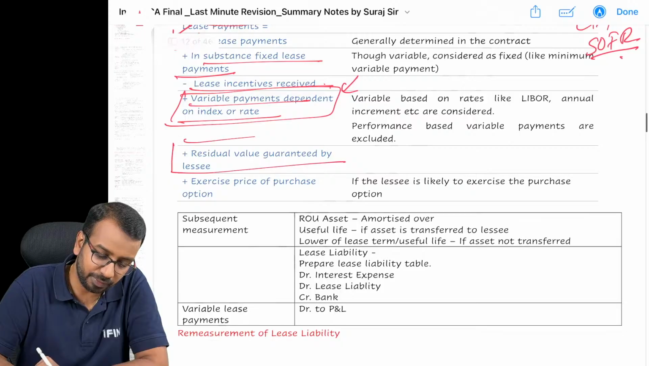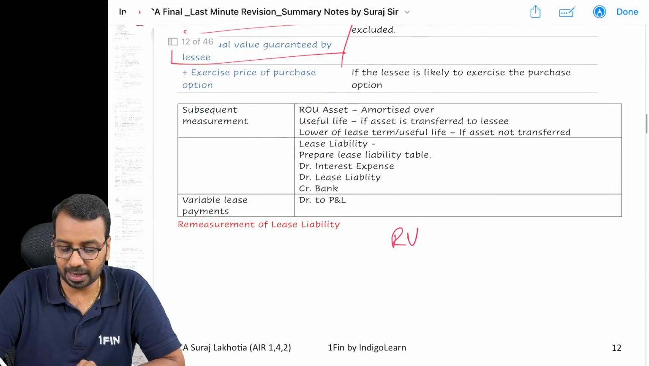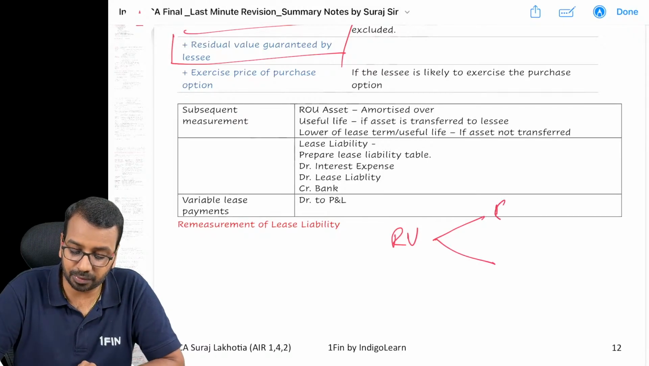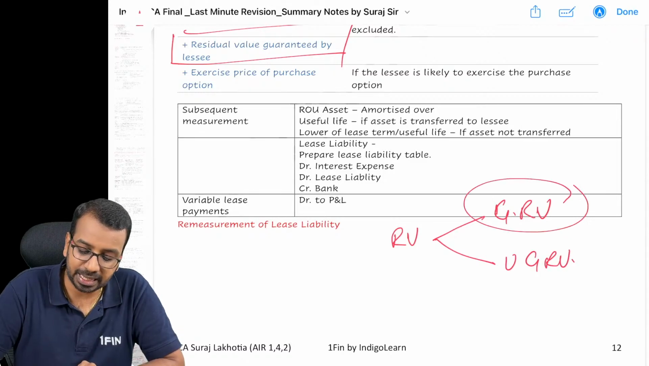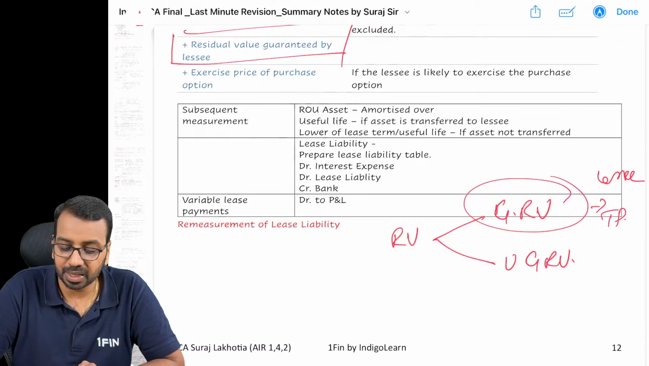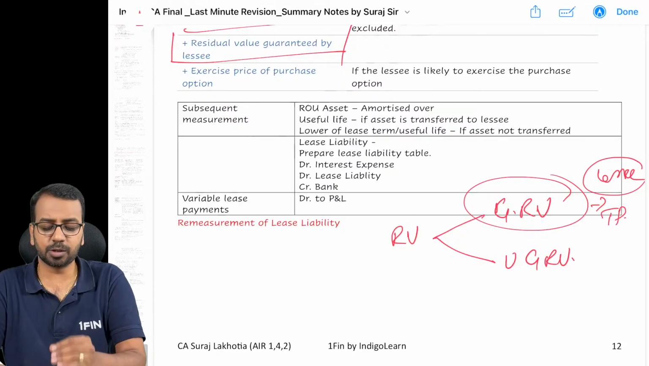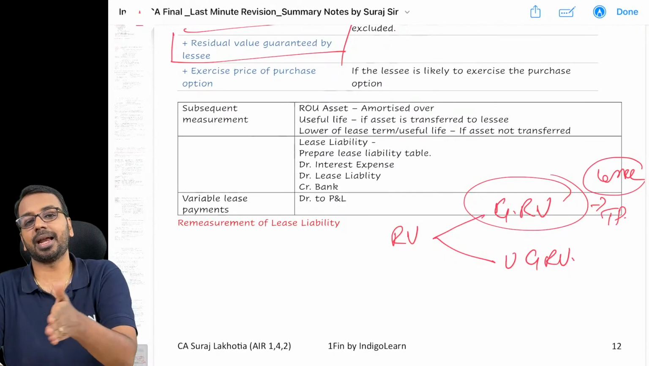Then if residual value is guaranteed by the lessee, so we have something called residual value, which is the value at the end of the lease term. There is guaranteed residual value and unguaranteed residual value. Guaranteed residual value can be guaranteed by the lessee or by a third party. As far as lessee's accounting is concerned, he is bothered about what he has guaranteed. So this is basically like a minimum payment that will be made to the lessor at the end of the term.